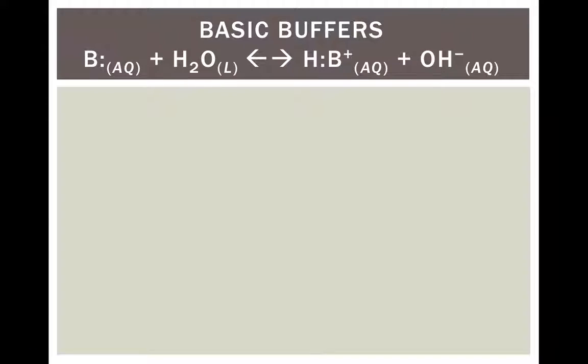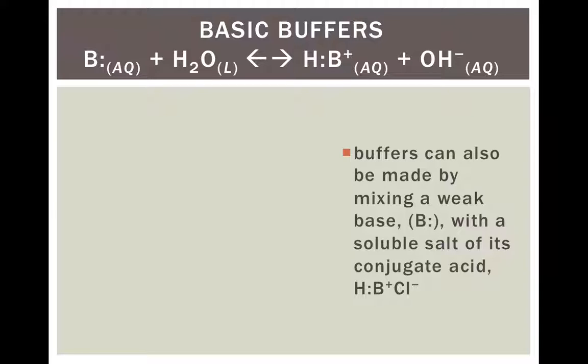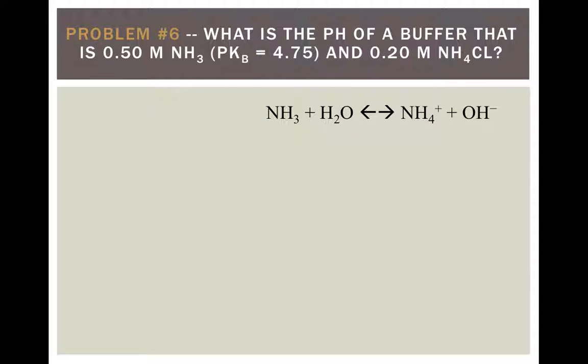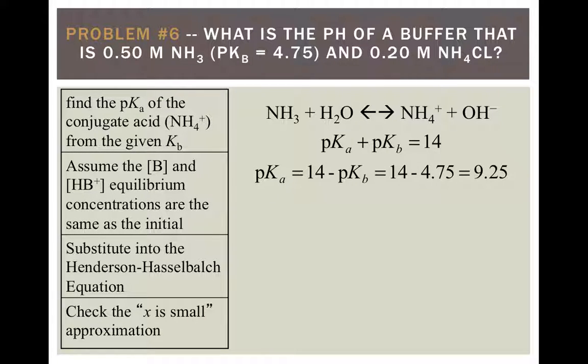on the other side. Now, a basic buffer is just what it sounds like. You're having a base now added to water, so you're going to get the conjugate acid and the OH negative, because we're talking about a base now. So you can combine a weak base with a soluble salt of the same conjugate. So in this case, you're seeing NH3, which is the weak base, and NH4Cl, ammonium chloride, which has that NH4 plus ion in it. Same idea as the acid. What is the pH of a buffer that has 0.5 molar NH3 and 0.2 molar NH4Cl?